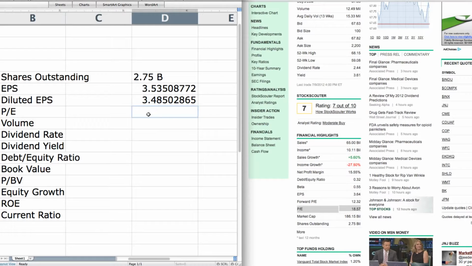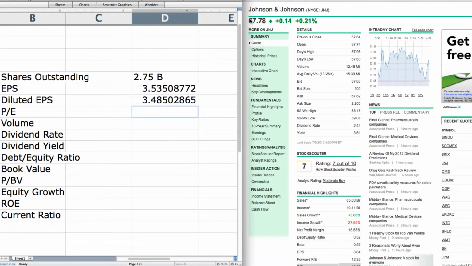How this number is calculated is really easy. All you have to do is take the price, which we figure out right here, of $67.78. So we're going to hit the equal sign, 67.78. You can see it's showing you what the ratio is: P on the top, which is the price we just looked up, and E on the bottom, which is that EPS.